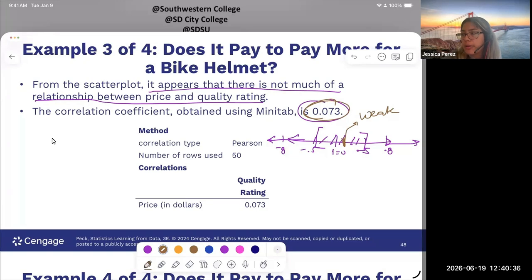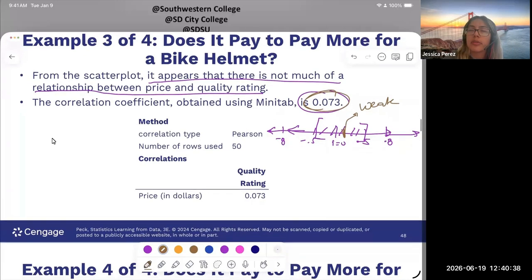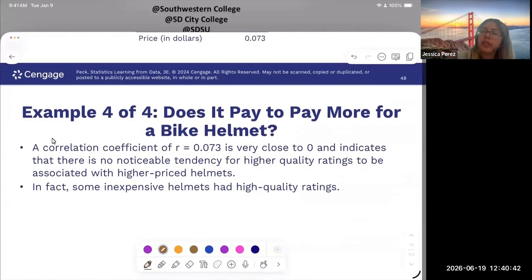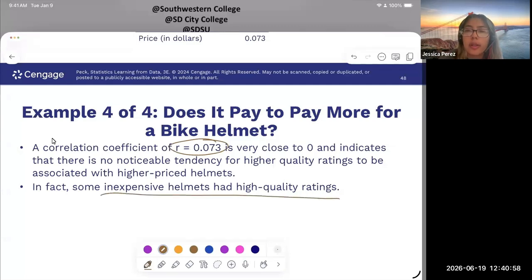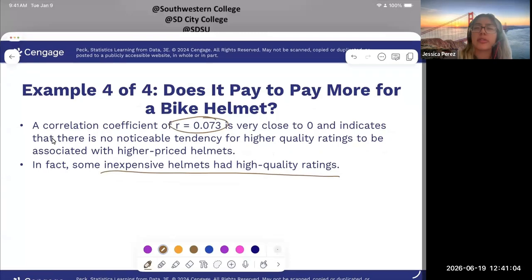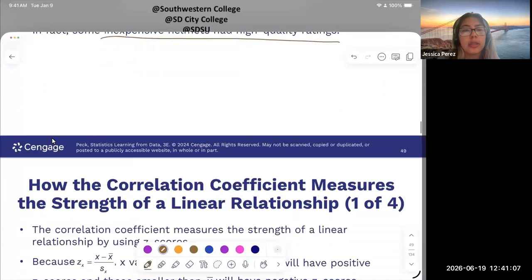But based on the data, we notice that 0.073 is inside the weak region. A correlation coefficient R of 0.073 is very close to 0, and it indicates that there's not a noticeable tendency for higher quality ratings associated with higher price helmets. So in fact, inexpensive helmets actually have a high quality rating. So that would be our interpretation. It doesn't really make much of a difference if you pay for a very expensive helmet versus a non-expensive helmet.